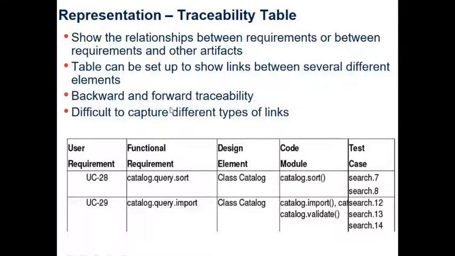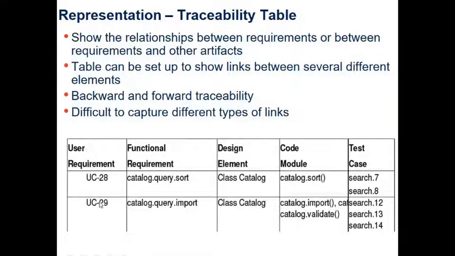Okay, so here is a representation of a traceability table, right? It shows the relationship between requirements or between requirements and other artifacts. The table can be set up to show links between several different elements. It's backward and forward traceability. It's all present in this table. Difficult to capture different types of links in a table.